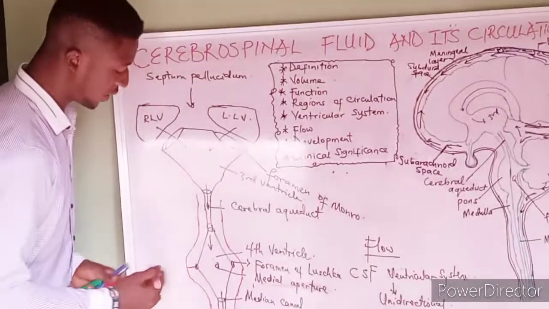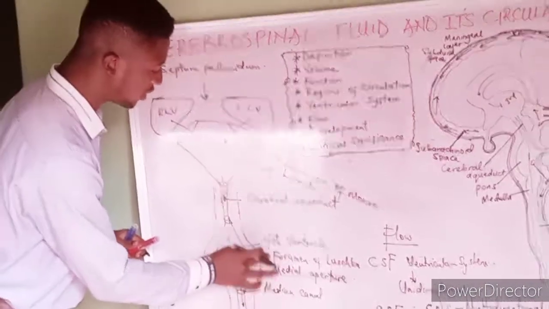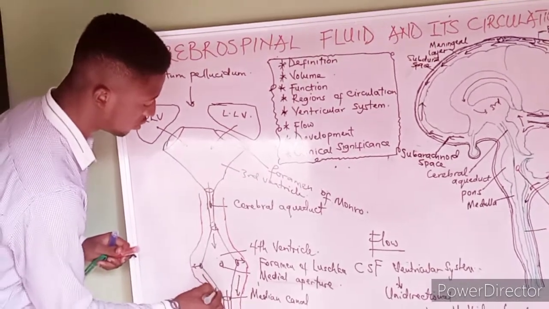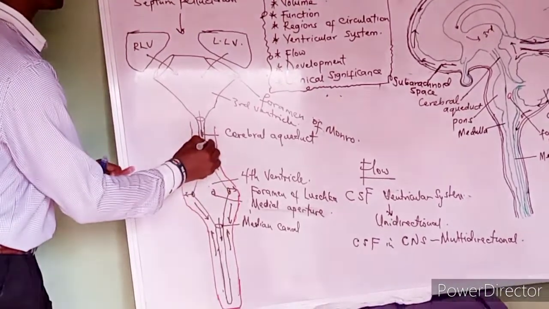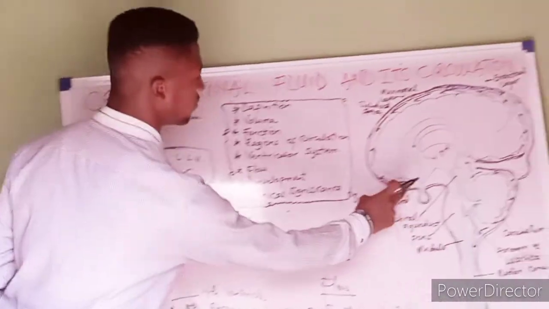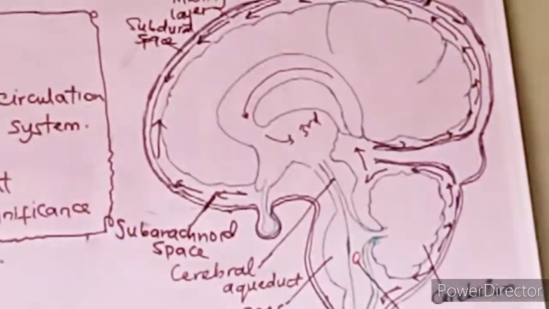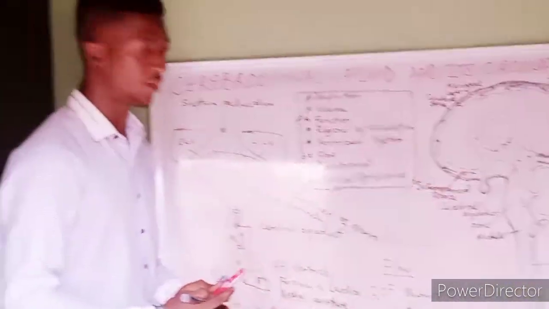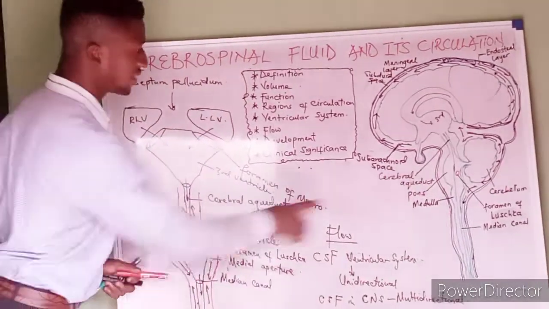By the time this cerebrospinal fluid enters the subarachnoid space, it goes in a multidirectional flow. You can have it downward, and you also have it upward. As we can see in this structure here, it is said to be multi-directional in its flow. Now let's take a cross section at this particular unit so that we understand better what we have here.